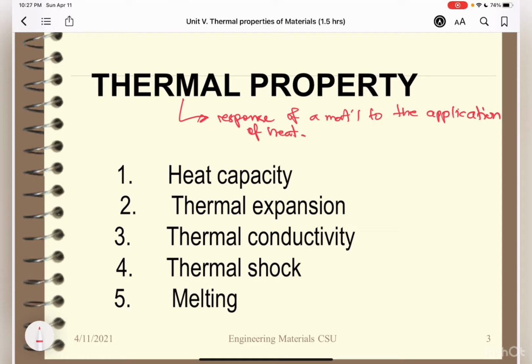So as a solid absorbs energy in the form of heat, its temperature rises and its dimensions increase. The energy may be transported to a cooler region of the specimen if a temperature gradient exists, and ultimately the specimen may melt. So we are to deal with the different properties such as heat capacity, thermal expansion, thermal conductivity, thermal shock, and last but not least, melting.